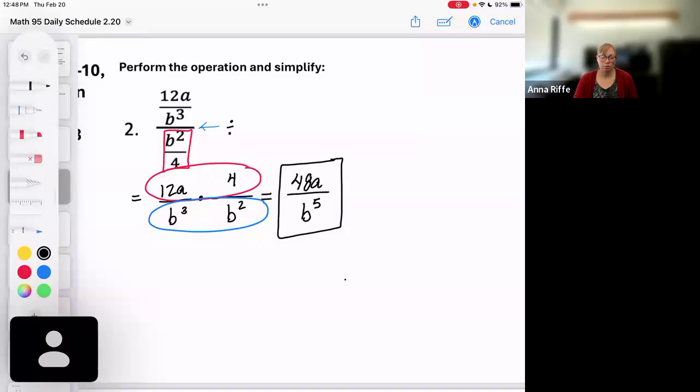So most of this was recognizing that that fraction line means division. If I can recognize that the fraction line means division, then I can rewrite this as multiplication of 2 rational expressions or 2 fractions, and that allows us to simplify. Questions on that one?